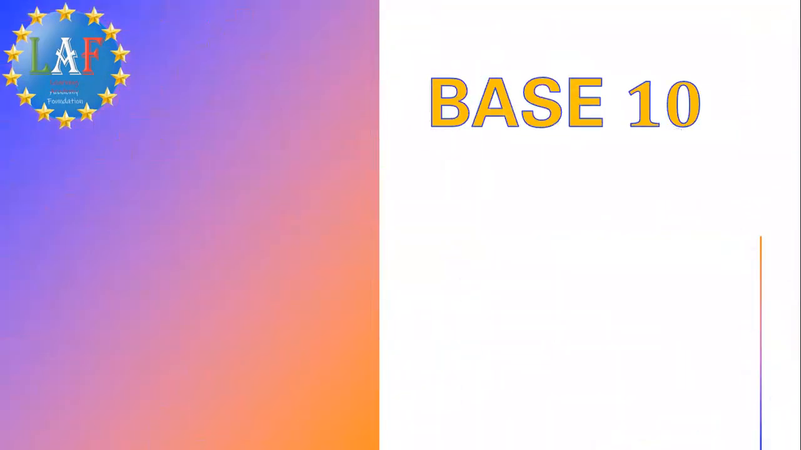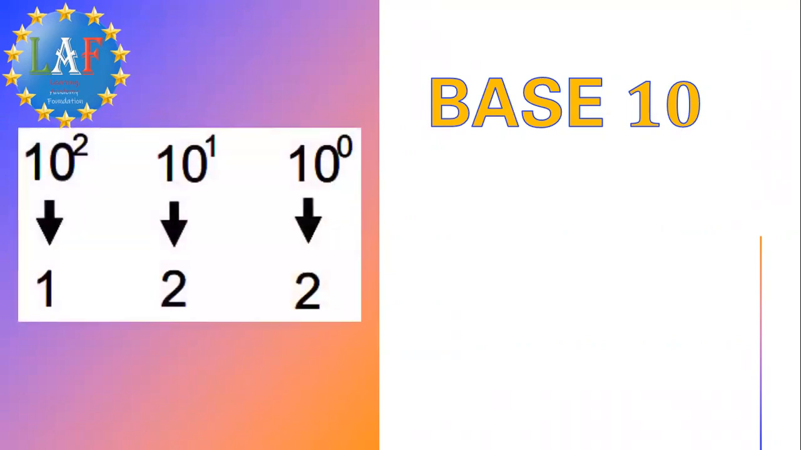The value of each digit is given by its position. The value is expressed in powers of 10 if it is in base 10. So 122 in base 10 is 1 times 10 squared plus 2 times 10 power 1 plus 2 times 10 power 0. That is 100 plus 20 plus 2, so 122.